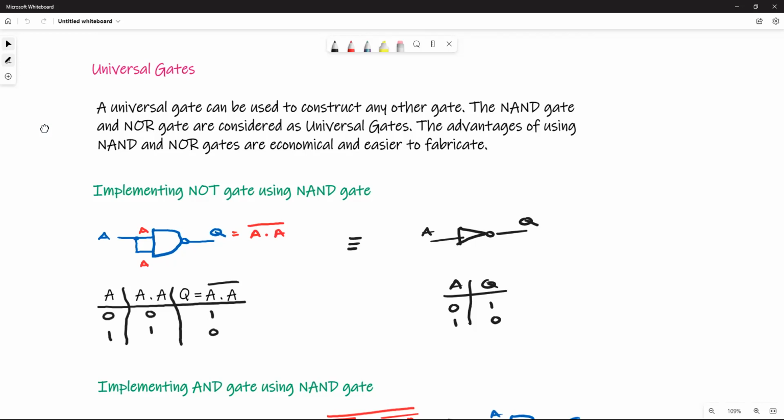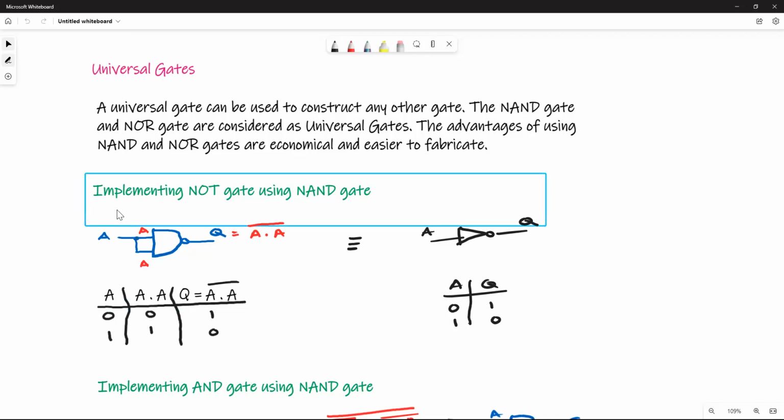We discussed something called a universal gate. The term universal means that using a universal gate, you can create any other gate. There are two universal gates we are going to learn, NAND and NOR gate, which means using NOR gate or NAND gate, you can create any other gate.